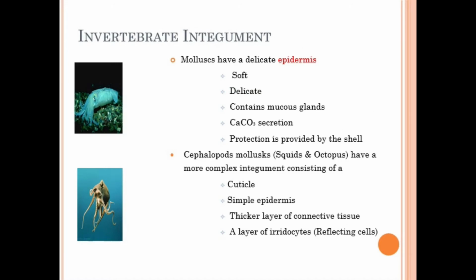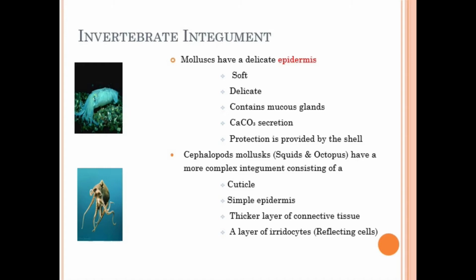So mollusks are the next example where the epidermis has become more specialized. Although the animal is soft-bodied and delicate, it has the specialized function of mucus glands, which secrete calcium carbonate on their skin and provide a hardened shell for extra protection. Squids and octopus have a more complex integument consisting of a cuticle, then a simple epidermis, a thicker layer of connective tissue, and a layer of iridocytes.